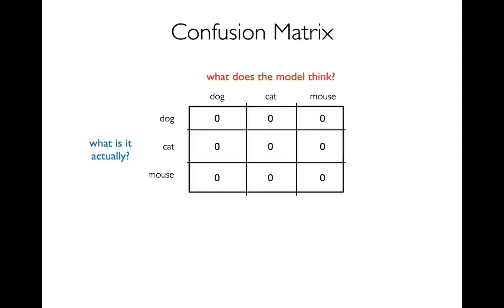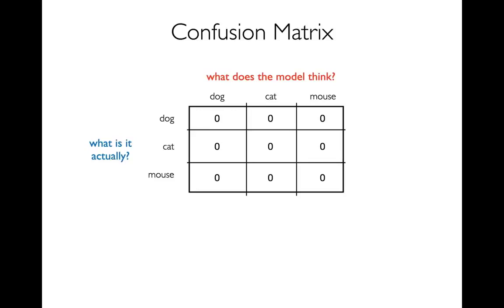You can think of these as accuracy on a subset of the data. They're still going to be fractions between 0 and 1, but they'll help us pinpoint where the mistakes are actually being made. Okay, so to review, here's a confusion matrix. Along the rows, I have what the data actually is, and along the columns, I have what the model thinks it is.